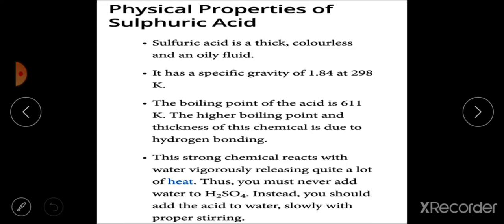It is highly corrosive, meaning when it is poured on skin, it causes damage to living tissues. It is highly corrosive and produces severe burns on skin. This strong chemical reacts with water, releasing quite a lot of heat. Therefore, water must never be added to H2SO4. Instead, you should add the acid to water slowly with proper stirring. These are some physical properties of sulfuric acid.